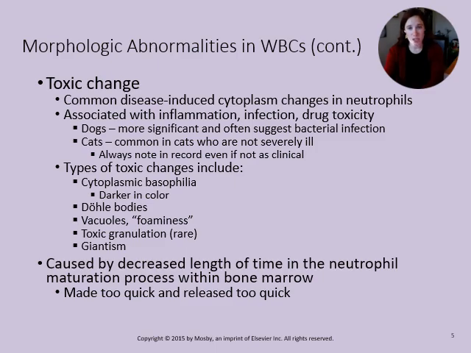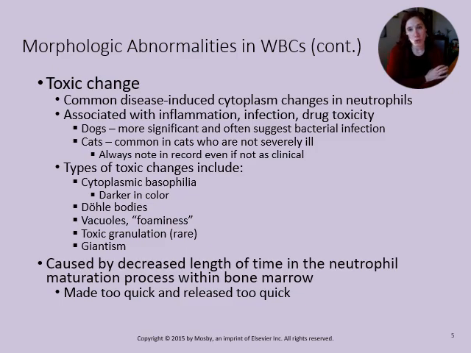So what are some toxic changes that we can see? Well, one, we can see what's called a cytoplasmic basophilia. Okay, so basophilic, those are going to be darker, right? We've talked about that before, and they're going to have like a darker nucleus than that of a neutrophil.